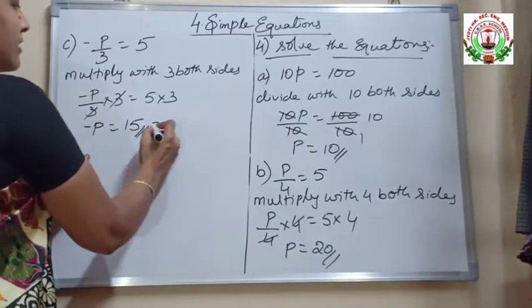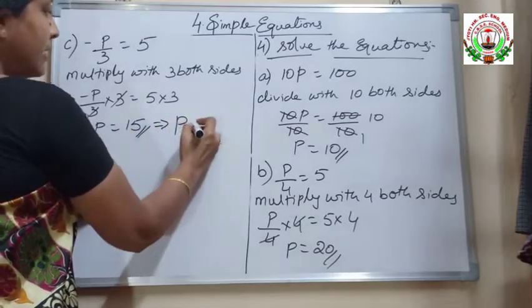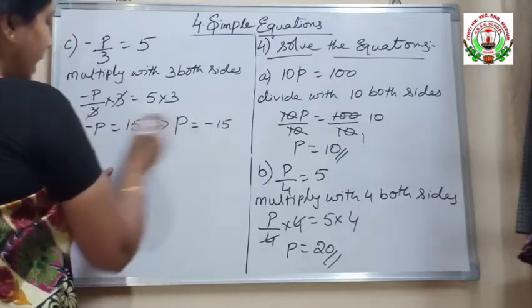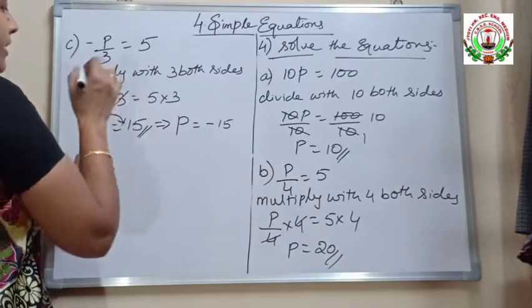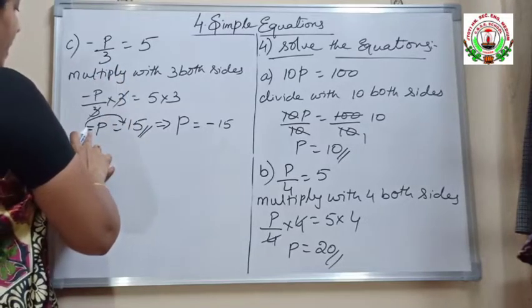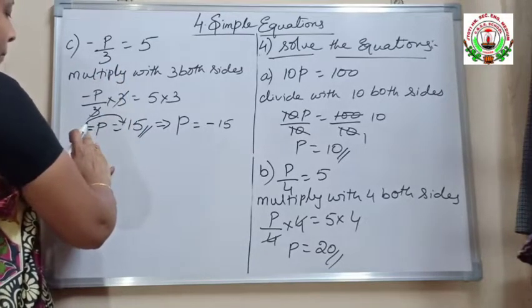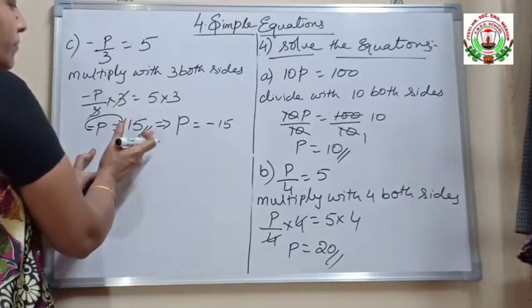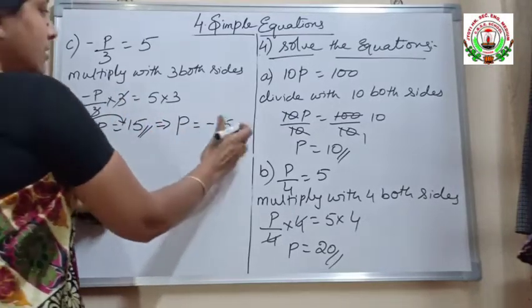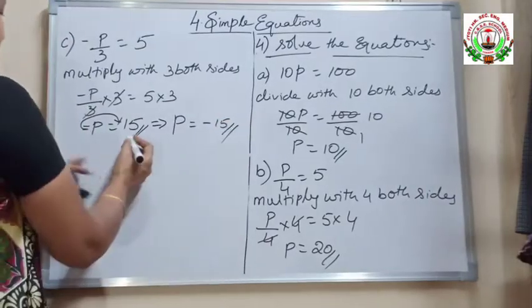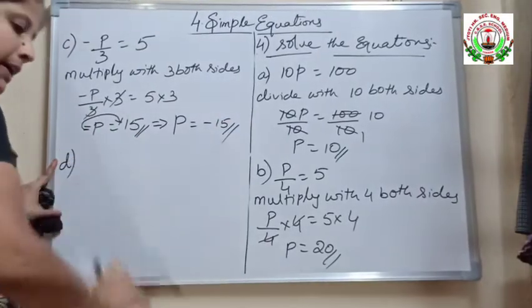I can change this as plus p is equals to minus 15. I am going to take this minus sign from here to here. So this will be minus p, that minus sign comes to the right hand side. So it is p is equals to minus 15. This is your answer. Next, one more question, D part.